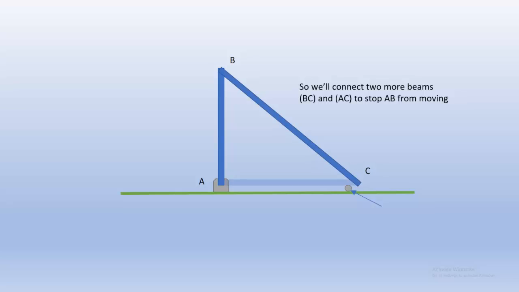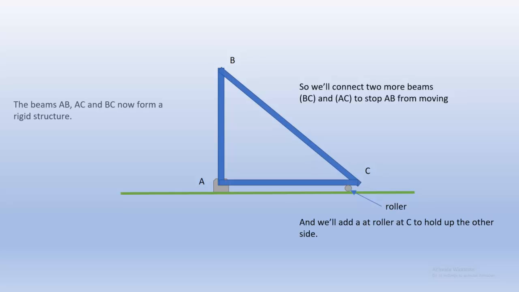So let's put two other beams on here. We'll call them BC and AC. And in fact, now we have a rigid structure. We're going to put a roller at C. Notice the roller, all it can do is provide a force, we'll call it CY, vertical, up. It couldn't stop the structure from rolling or rotating. Pin A will stop the vertical and horizontal motion, C is only going to hold up the other side.